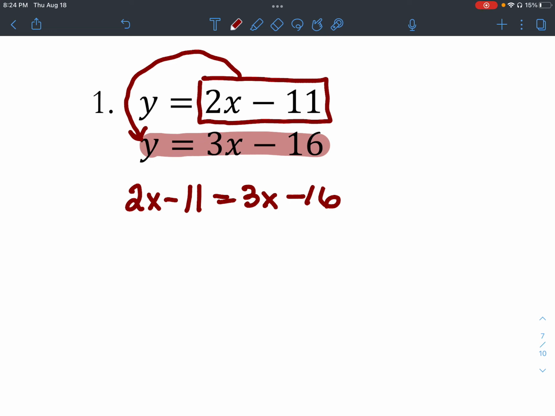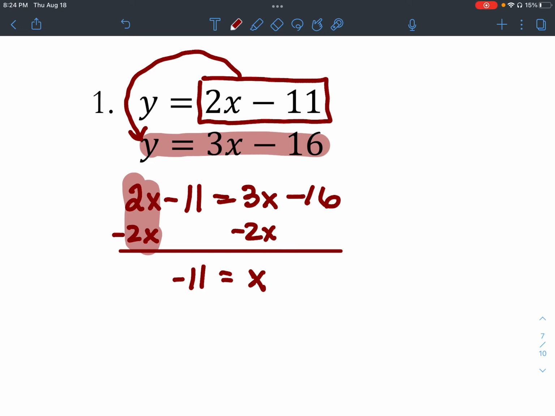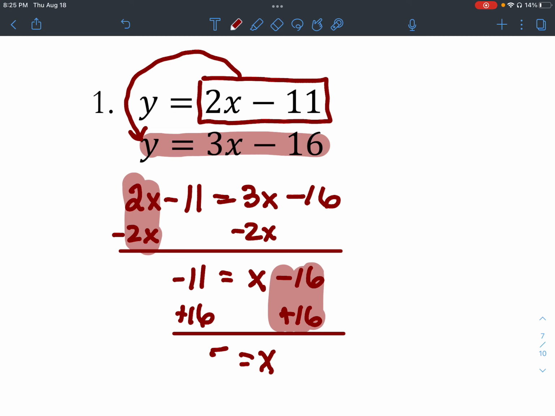On the right side, I get 3x minus 16. From here, this is a pretty standard problem to solve, but you'll notice you're down to one single letter again, and the y's have disappeared, or we have substituted them away. To solve this, I would subtract 2x, which means these two x's are going to disappear. Negative 11 equals x minus 16. Let's get rid of the 16 by adding it to both sides. Once those reduce to 0, we find out that our x value is equal to 5.